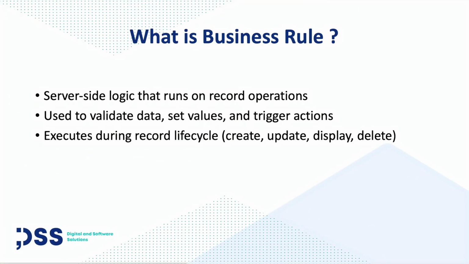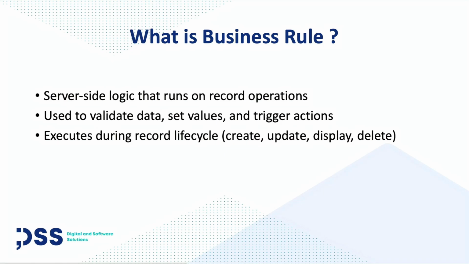Let's get started. Business rules are server-side logic that run when a record is created, updated, deleted, or displayed. They are commonly used to validate data, set default values, trigger actions, or prepare information for the user interface. The key difference between business rule types is when they execute during the record lifecycle.